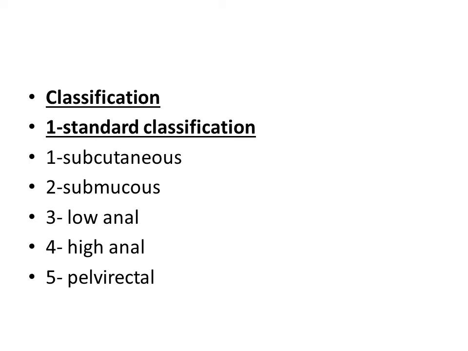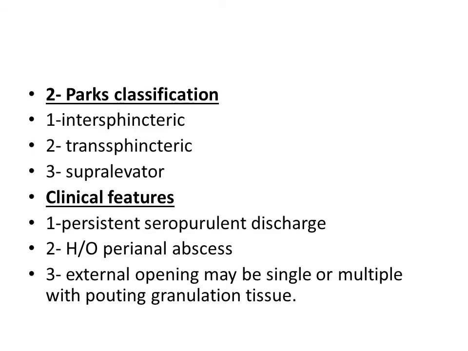Classification. One is the standard classification we have been using since long. The subcutaneous, it may be submucous, it may be low anal, high anal, or the pelvirectal type. Second is Parks classification. It says that it may be intersphincteric fistula, transsphincteric fistula, or the supralevator fistula.